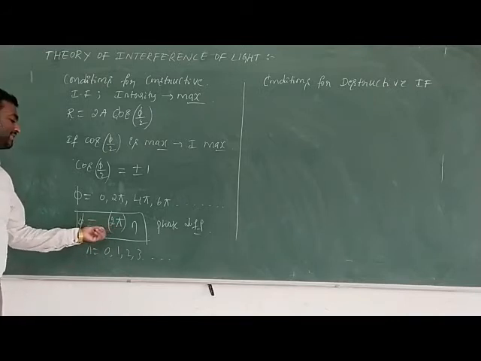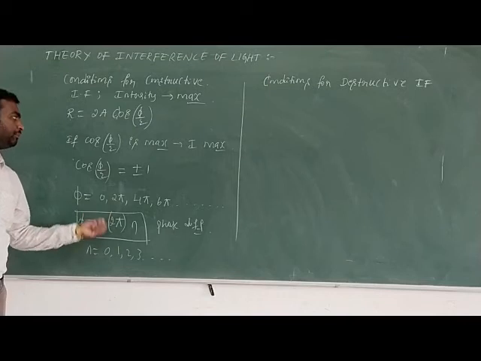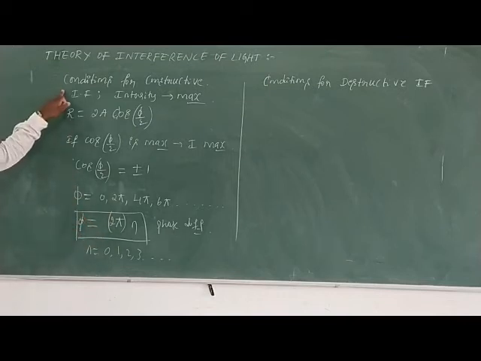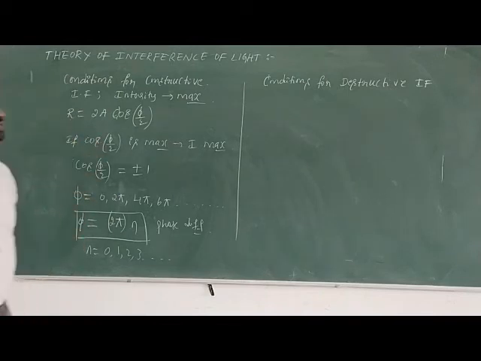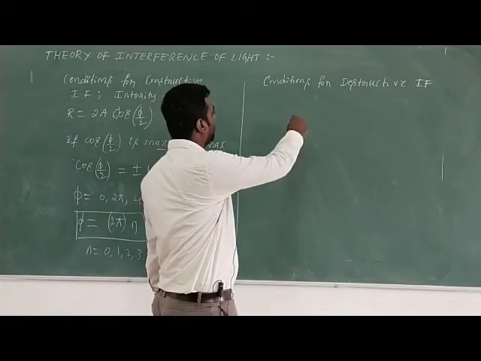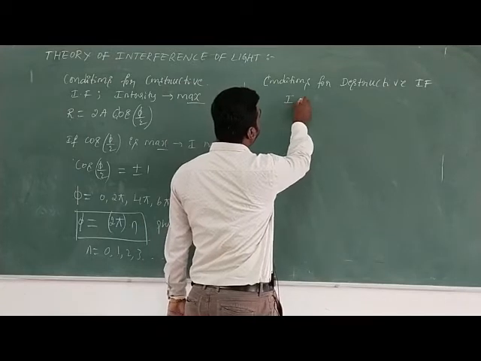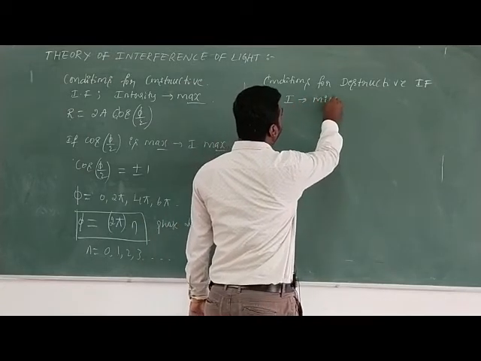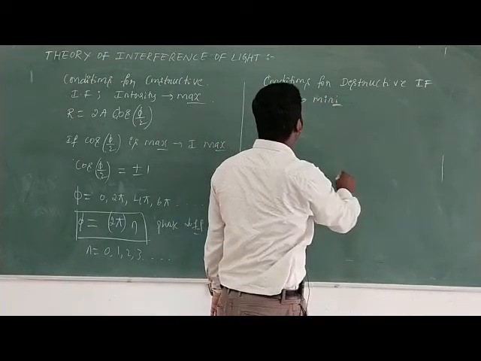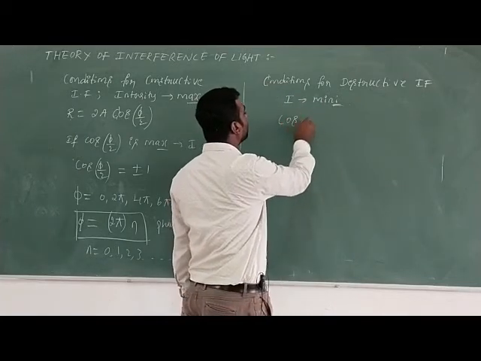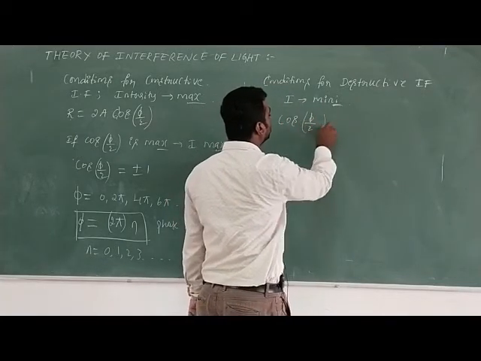Remember that the phase difference is an integer multiple of 2 pi in the case of constructive interference. Like that, you come to destructive interference. So now, in the case of destructive interference, the intensity of the light is minimum. Intensity of the light is minimum means the cos pi by 2 value must be equal to minimum.